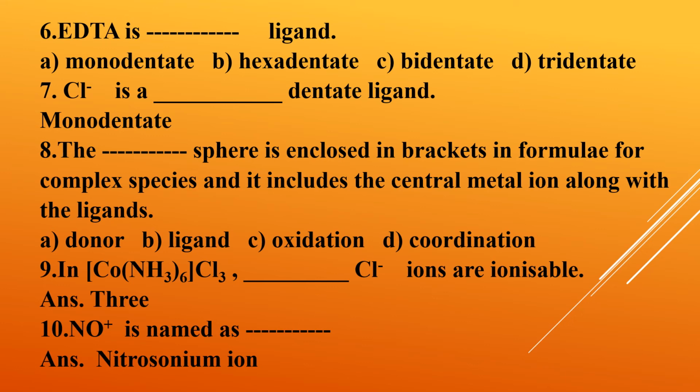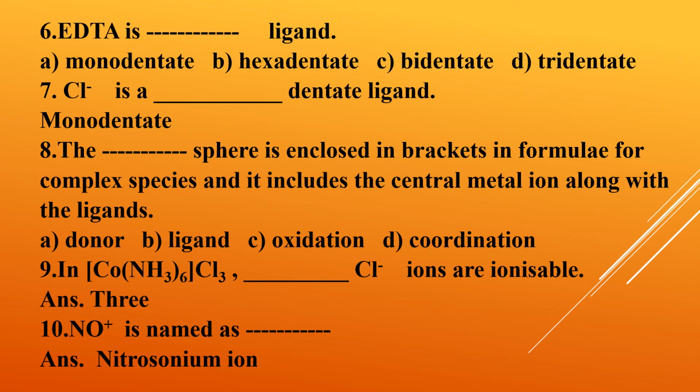Question number 8. The dash sphere is enclosed in brackets. Carefully follow the question, students. The dash sphere is enclosed in brackets in formulae for complex ions, and it includes the central metal ion along with the ligands. So this portion is mentioned inside the square brackets, and inside the brackets there will be the central metal ion or atom along with the ligands. What is that sphere called? Do you remember, students?